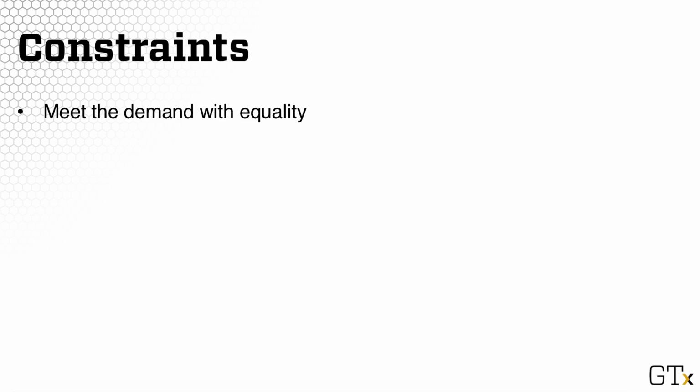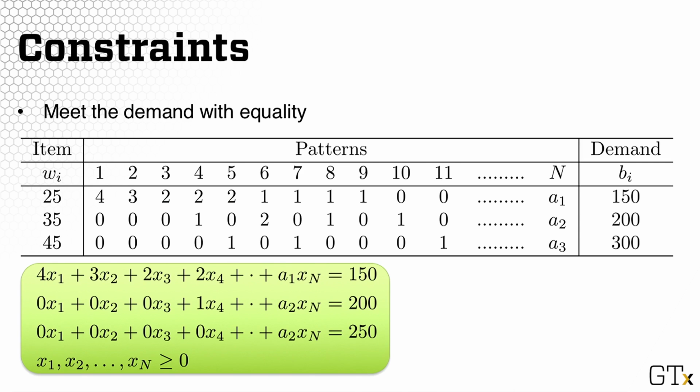And what about constraints? Well, the constraint is to meet the demand with equality here. We want to exactly meet demand. We do not want to over meet demand. So how do we meet demand? Well, the demand comes in rows, right?